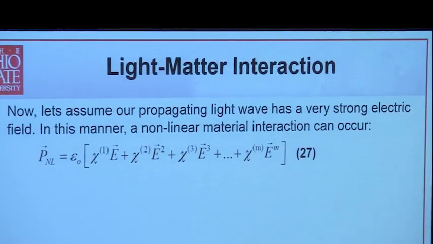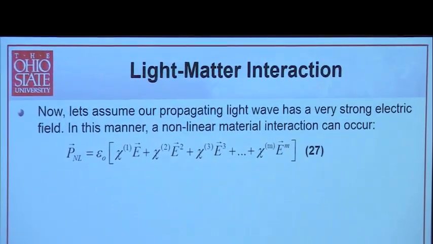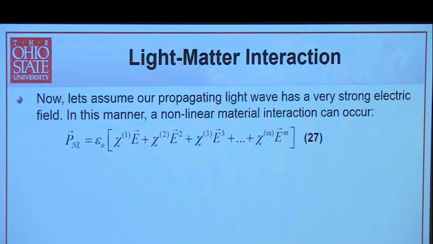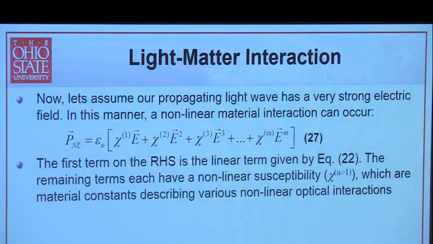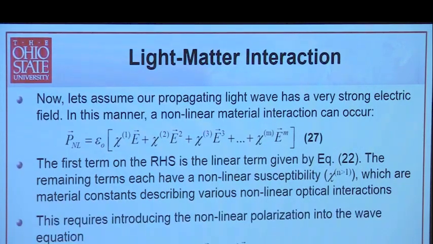Okay? All right, so now let's assume that our propagating light wave has a very strong electric field. In this manner, a nonlinear material interaction can occur. So if you look at this, we have something that's going to be referred to as the nonlinear polarizability. But the first term is just what we had. That's the linear polarizability. And again, now what we have are these nonlinear susceptibilities, okay, which are just material constants describing various nonlinear optical interactions.